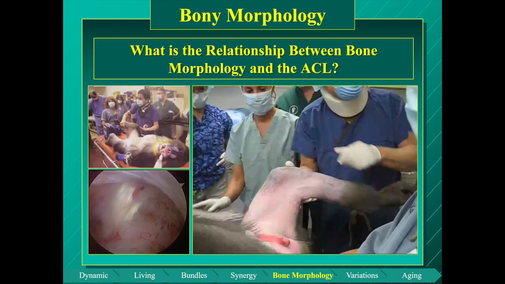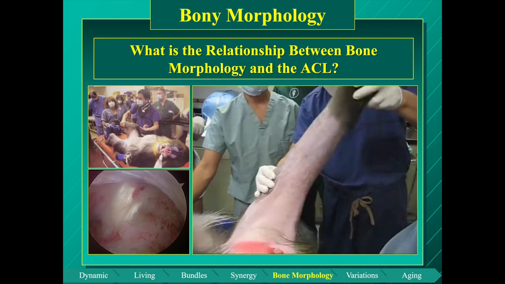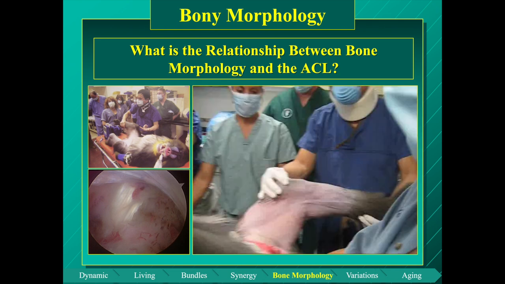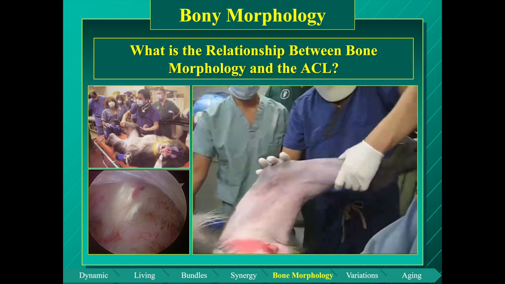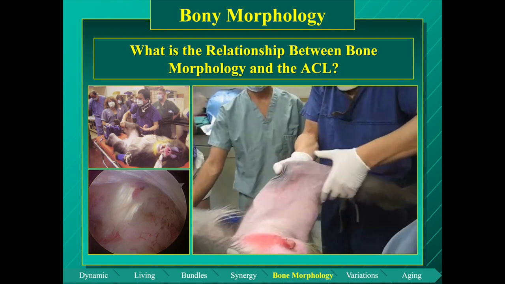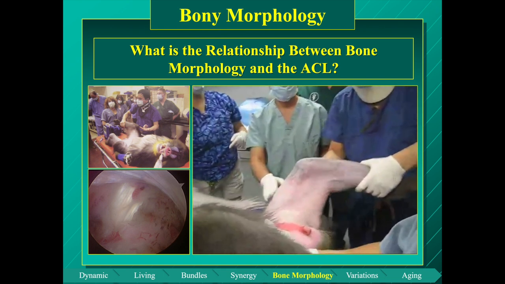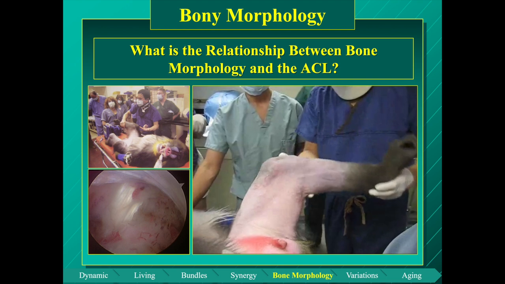Modern comparative anatomy similarly allows correlation of ligament structures with bone morphology. Exam under anesthesia of Johnny the Mandrill revealed AP stability but significant knee joint laxity. However, arthroscopy revealed an intact three-bundle ACL. This cursory examination begged the question, can excessive laxity be the result of bony morphology rather than ACL pathology?